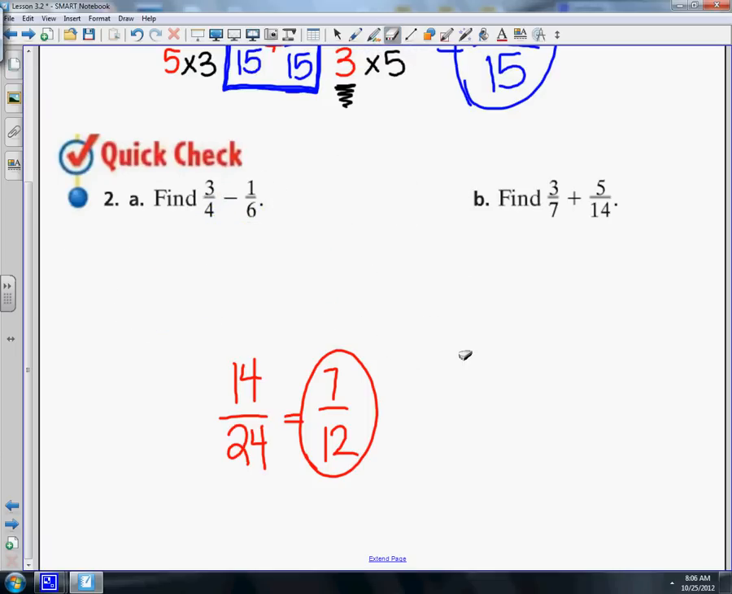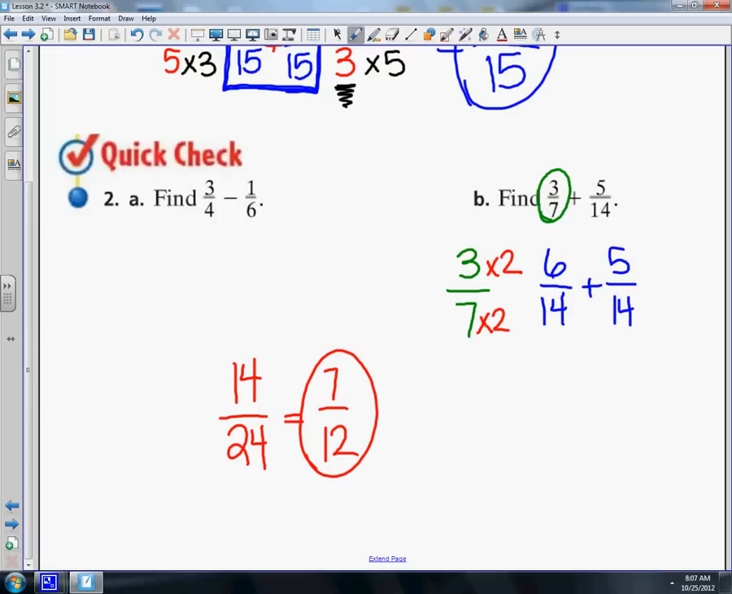All right, this one's nice because I see that 7 and 14, I know that all I have to change is this fraction to make it into 14. So I'm going to take 3/7, I'm going to times this by 2 and this by 2, and that will give me 6/14 plus 5/14. 6 plus 5 equals 11/14. So hopefully you got those same answers that I got, and we're on the right track.